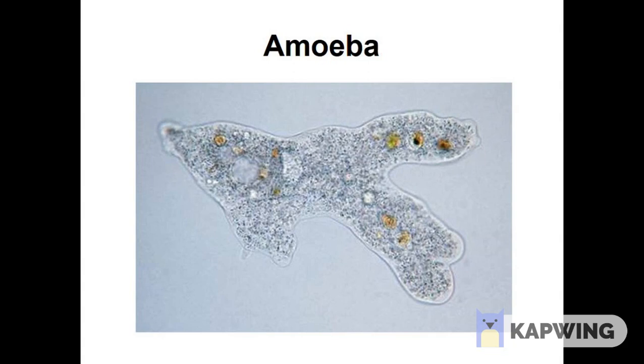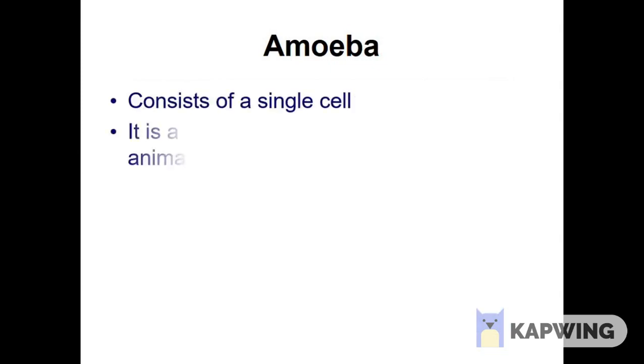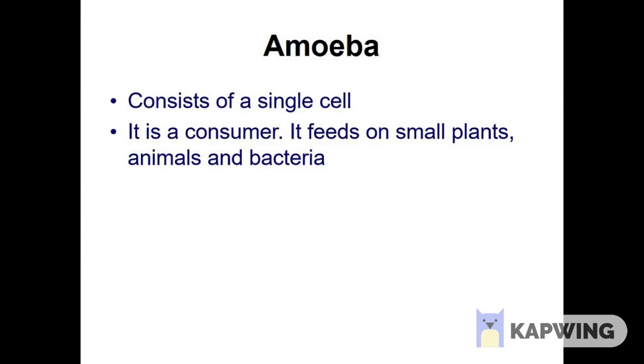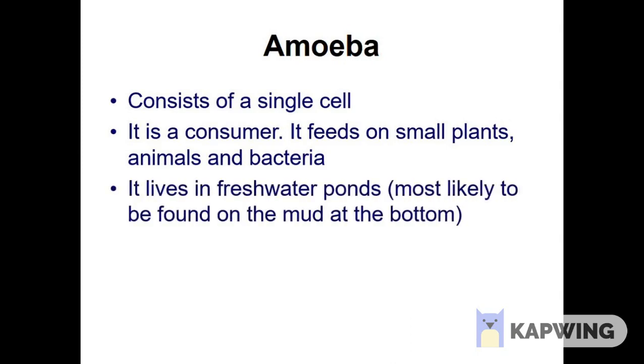Okay, so the cell structure is pretty much easy, and we know that amoeba has an irregular shape and doesn't have a definite shape and size. So amoeba consists of a single cell. It is a consumer. Basically, what is a single cell?